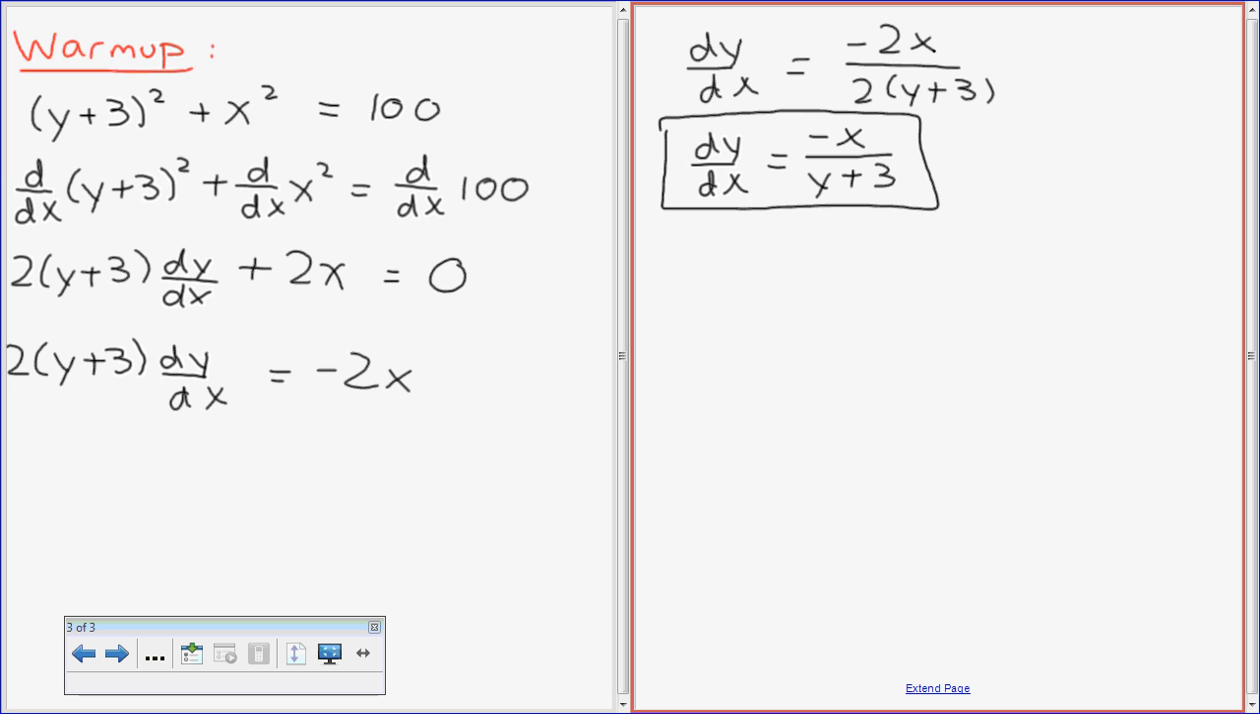Now, before I continue, can someone tell me what dy by dx means in English? That's the first derivative. What does the first derivative mean in English? Chris, go. The slope. Okay, so the slope of the circle.